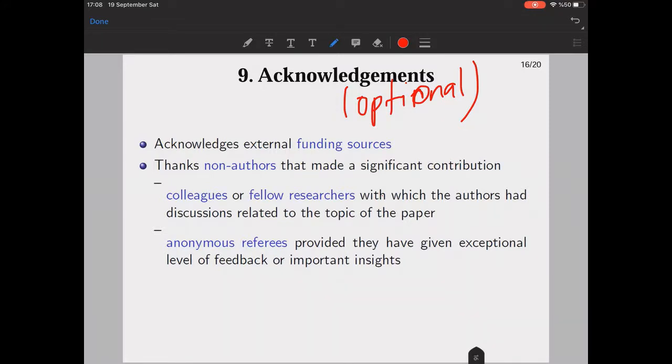Colleagues or fellow researchers with whom the authors had discussions related to the topic of the paper, when you're having a brainstorming or coffee break. Even some ideas can be interesting. You can mention them here, your colleagues. And anonymous referees can even give very valuable feedback to your paper. Provided they have given an exceptional level of feedback or important insights to your paper, they can be mentioned here. Why not?